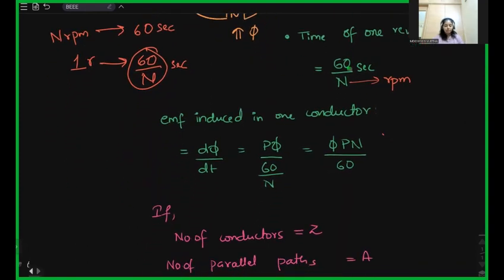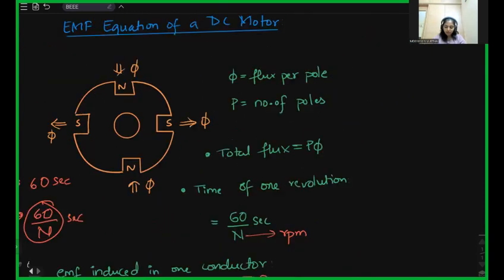And now, coming to the actual definition of EMF in terms of a formula, EMF is equal to d phi by dt, which says the change in flux through change in time. So substituting that, we get phi P N by 60. Right. So from this equation, we need to consider more factors such as conductors and parallel paths.